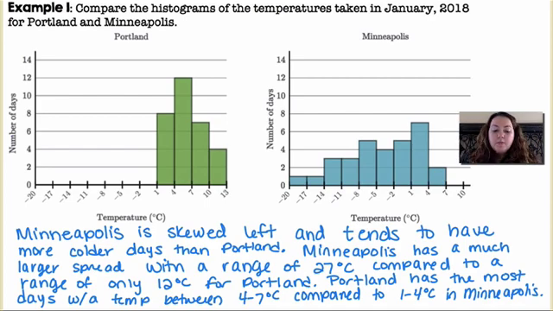Portland has the most days with a temperature between 4 and 7 degrees Celsius. Okay, so for Portland, their peak was in the 4 to 7 range, that range of the histogram that had the tallest peak, compared to 1 to 4 degrees Celsius in Minneapolis. So the highest peak was between 1 and 4 degrees Celsius in Minneapolis.